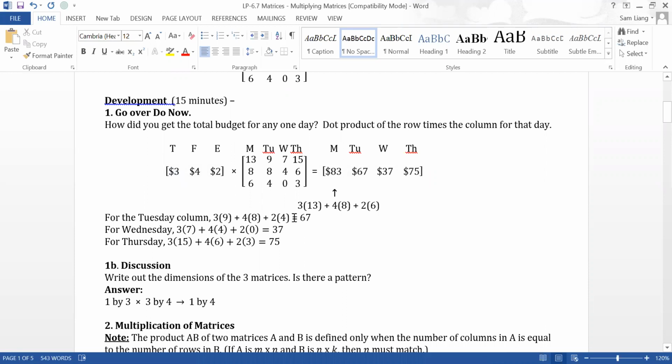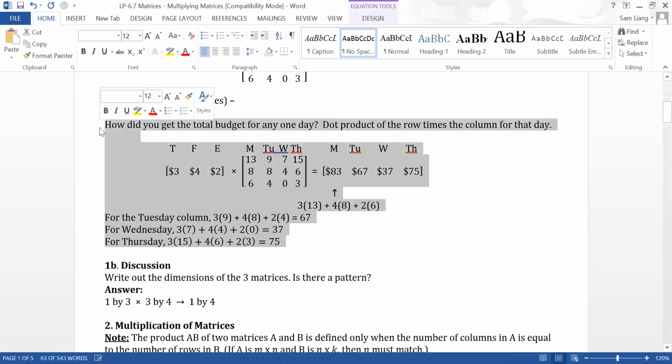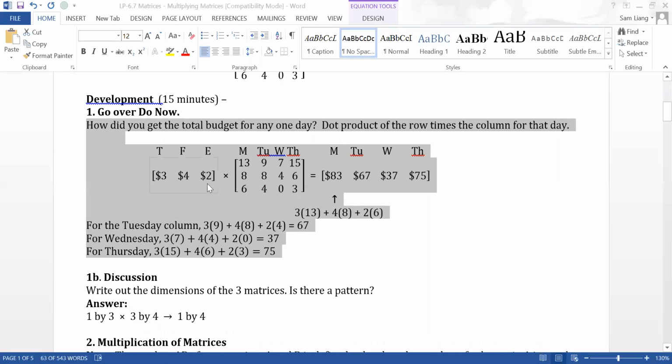Okay. All right, I'll give you some time to copy that, and then we'll get to the rest of the lesson. So, this is a simple matrix multiplication problem, but it could get more complicated, obviously, and we'll go through that today. Okay, so again, just take some time to copy this, and then we'll go into the rest of the lesson.